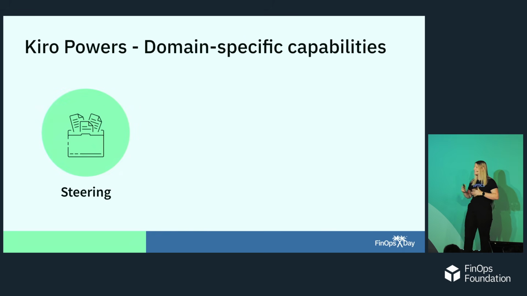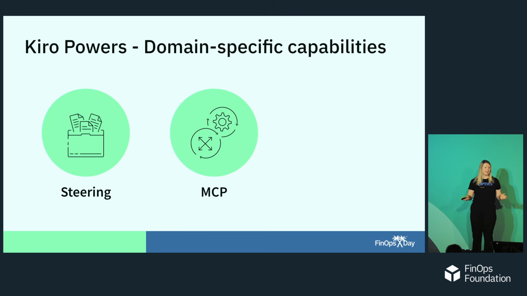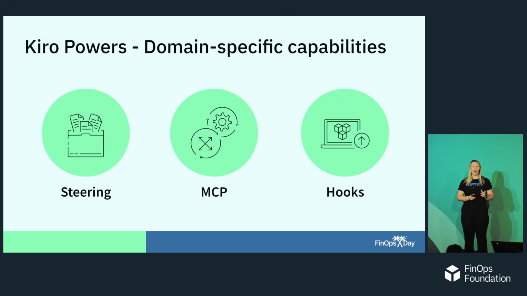So the first one, we have steering files. These are files where you give information to Kiro about your projects, your development cycle, so it can understand more about what you're working on. We have MCPs, which many of you probably have heard of, but this allows you to connect to capabilities and tools outside of your IDE. And then we have hooks, automation, one of my favorite words. And so what we're going to do is dive into each one of these, so that you can learn how to use them individually, or like I said, in the power.